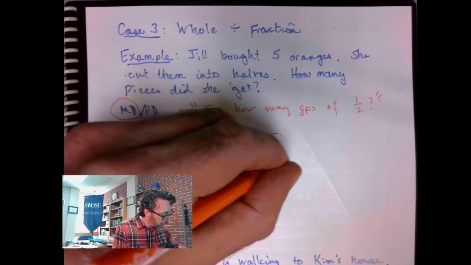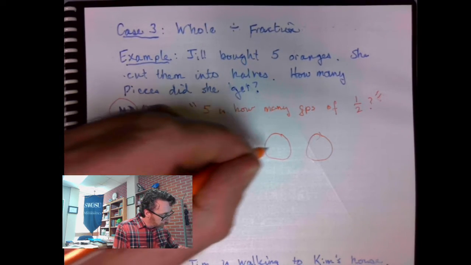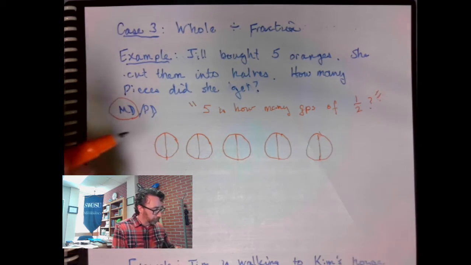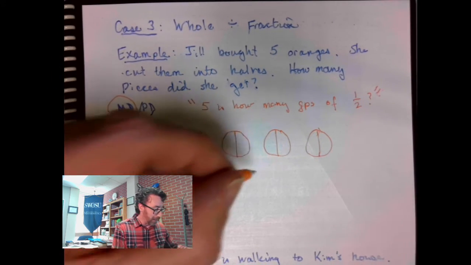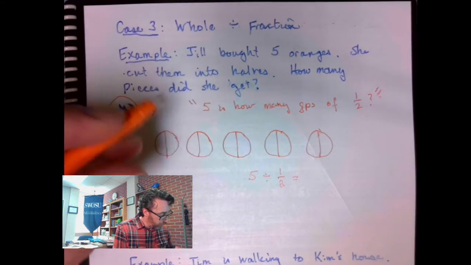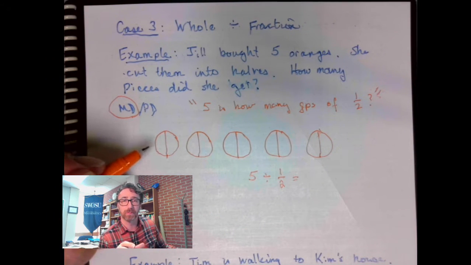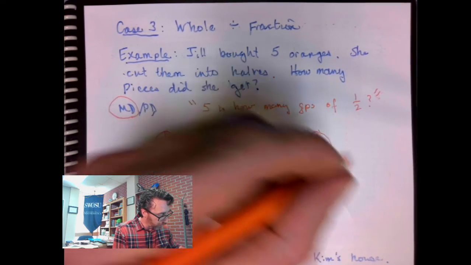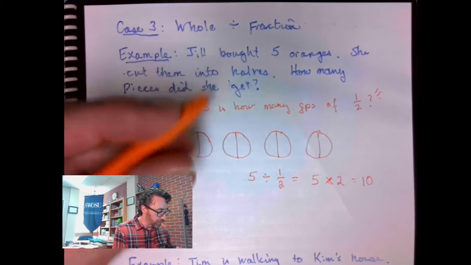1, 2, 3, 4, 5 oranges. We're cutting them in half. When we see that here, we can clearly see we have 10 halves. So in other words, 5 divided by 1/2, well, each of the single units in the original scheme is going to get broken up into 2 things. So this is equal to 5 times 2, giving us 10 half oranges.